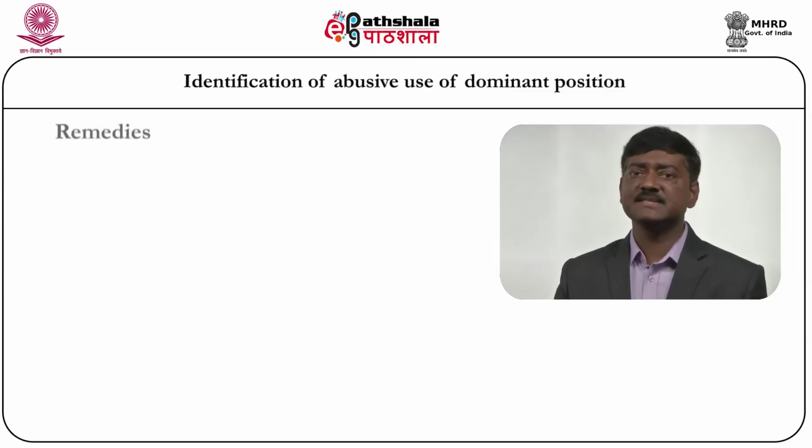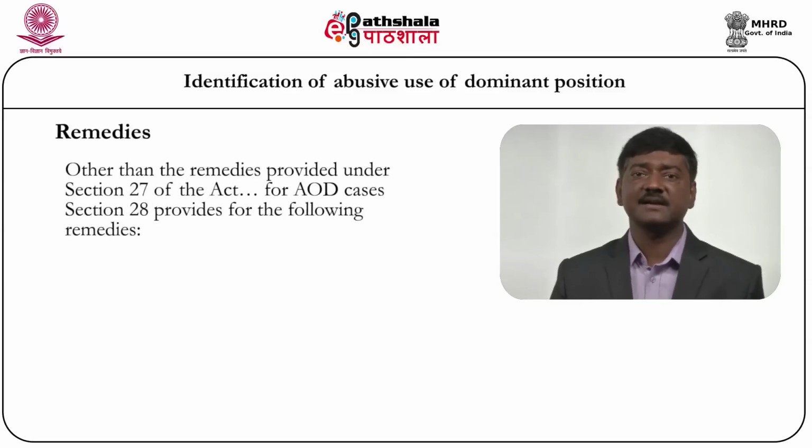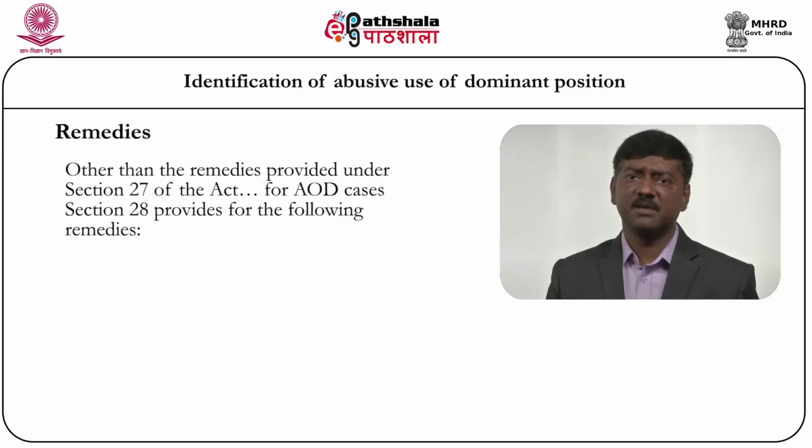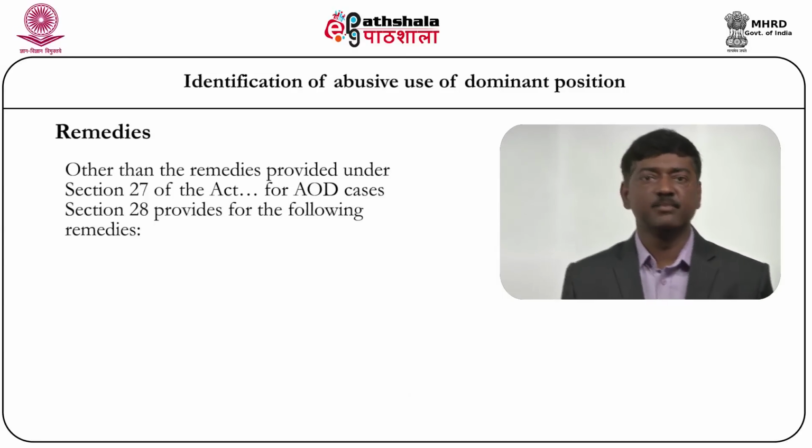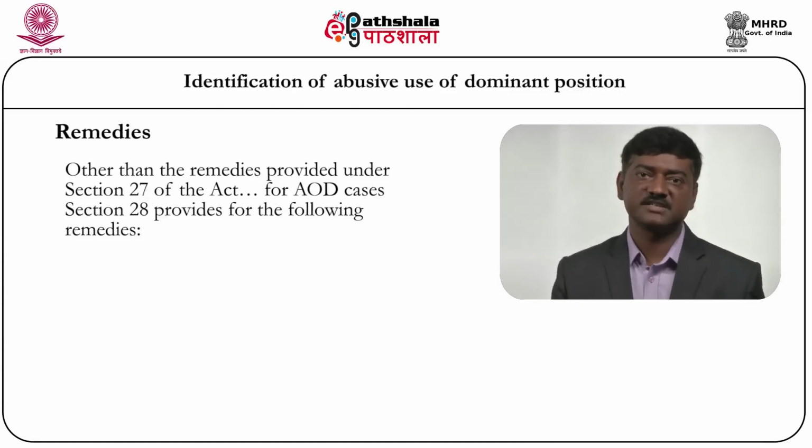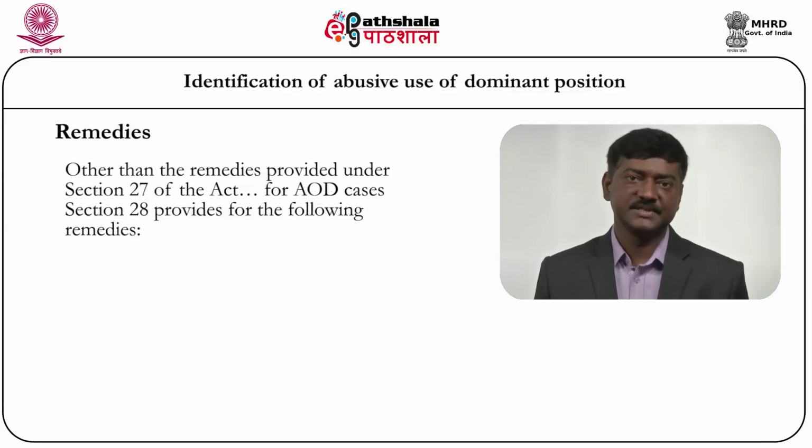Now, as far as remedies are concerned, section 27 of the Act provides for remedies, and section 27 gives 3 basic remedies among others. That is, 1, it can order cease and desist. Second, it can impose a penalty up to the tune of 10% of the average turnover of the last preceding 3 years, and it can give any other order. That is your section 27.